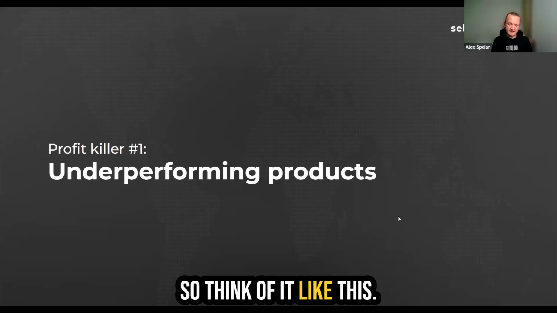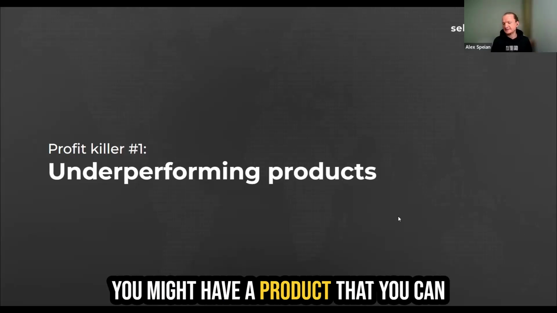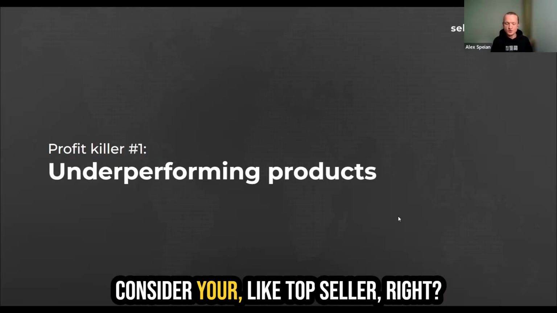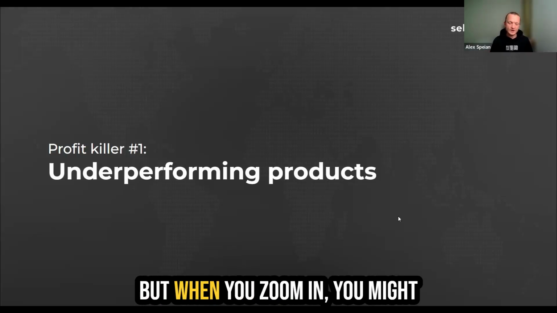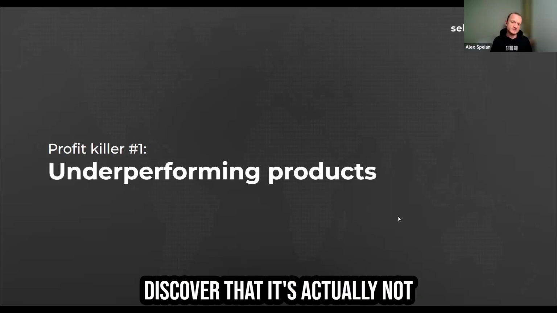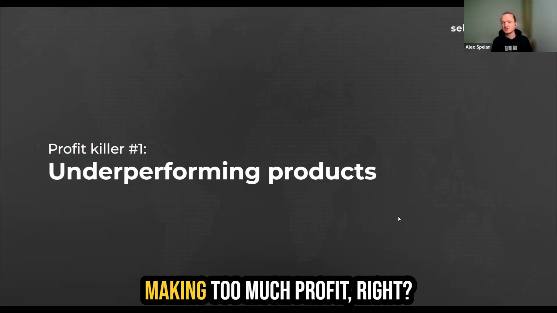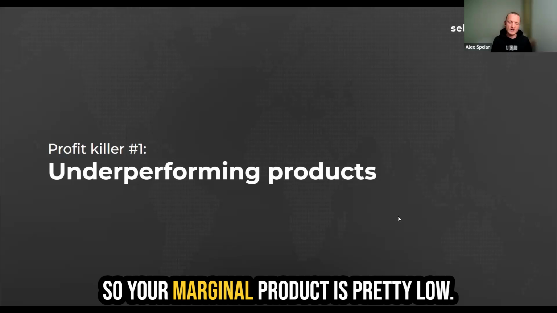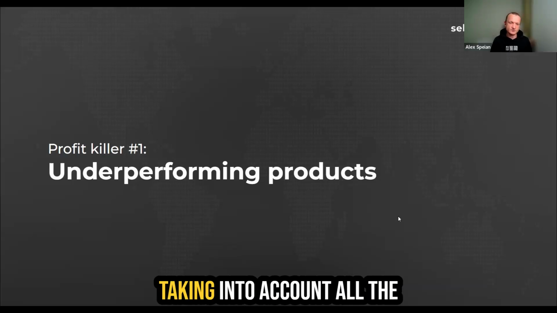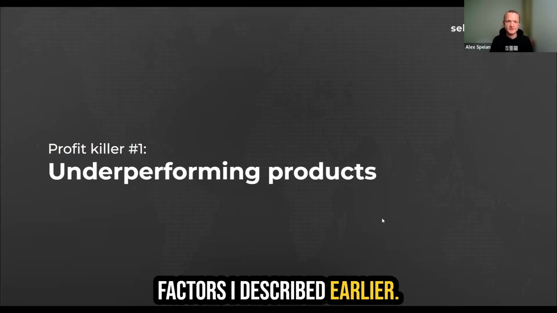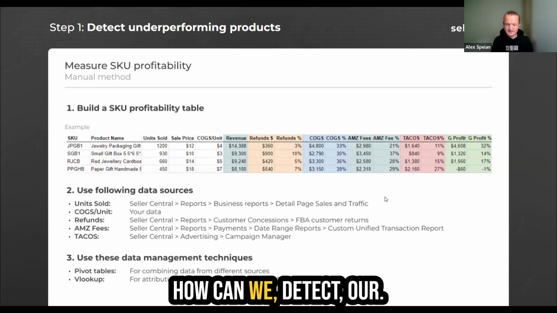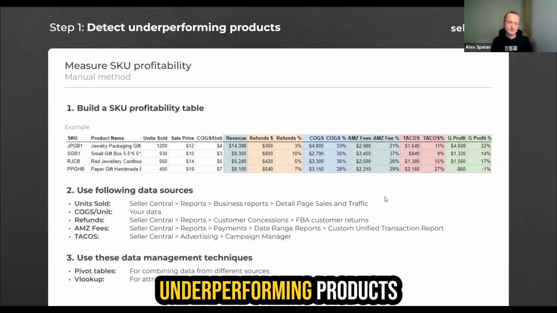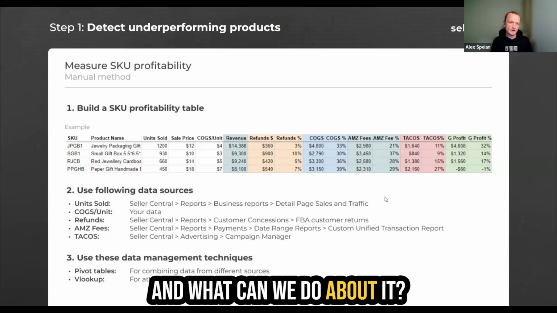So think of it like this. You might have a product that you consider your top seller, where the sales go through the roof and everything. But when you zoom in, you might discover that it's actually not making too much profit. So the margin of the product is pretty low, taking into account all the factors I described earlier. So let's dive into that. How can we detect our underperforming products and what can we do about it?